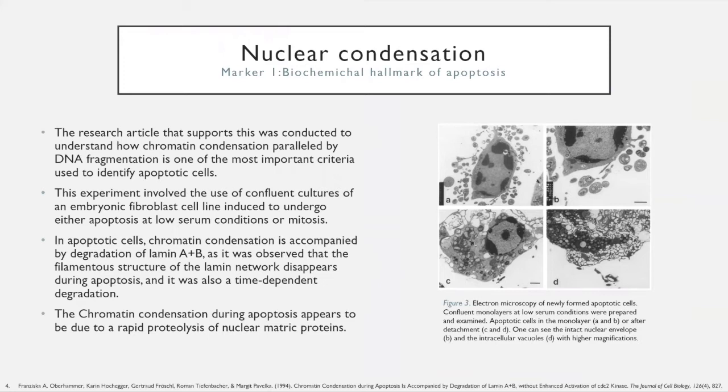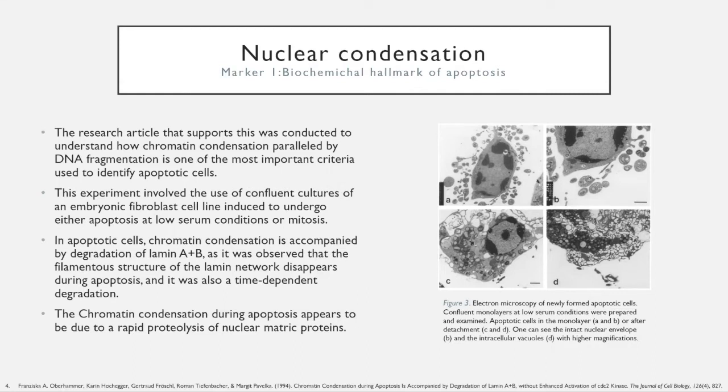So nuclear condensation is one of the biochemical hallmarks of apoptosis that I did a little research on. In addition to caspase activation, cytochrome C release, and fragmentation, nuclear condensation is another biochemical hallmark of apoptosis. The research article that supports this was conducted to understand how chromatin condensation paralleled by DNA fragmentation is one of the most important criteria used to identify apoptotic cells. This experiment involved the use of confluent cultures of an embryonic fibroblast cell line that was induced to undergo either apoptosis at low serum conditions or mitosis.